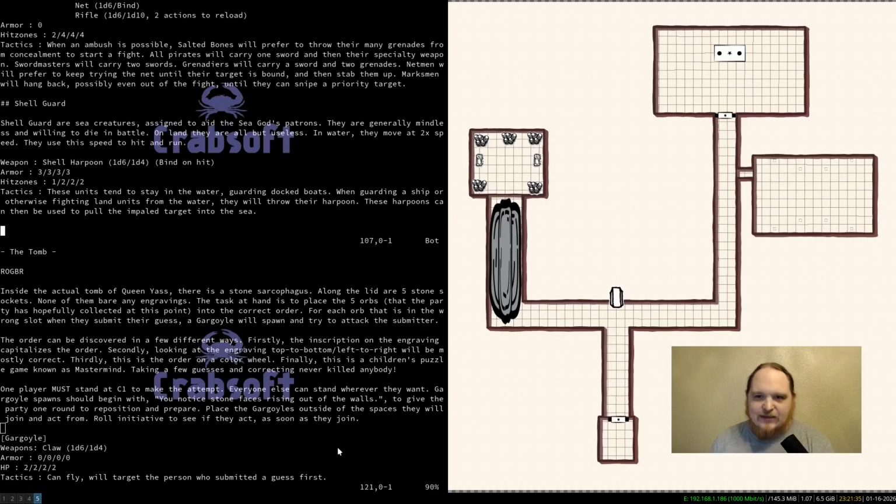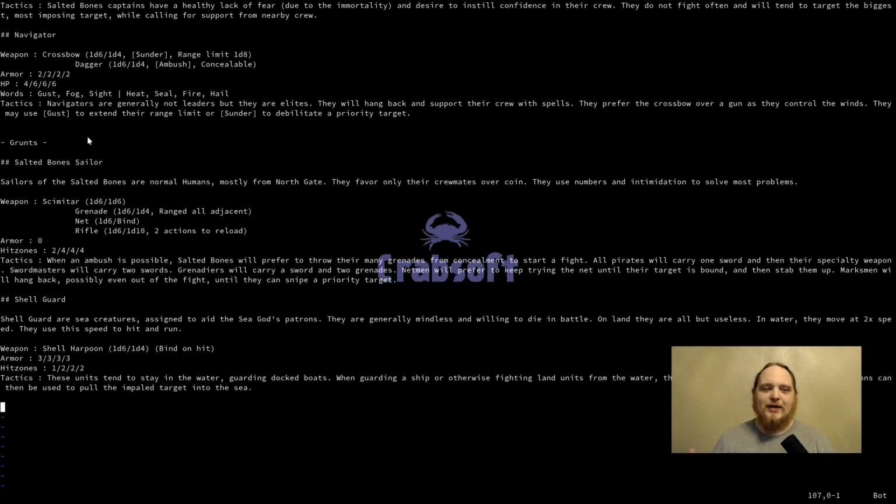And these tactics are what's going to make this dungeon play differently. So if the Salted Bones are aware that the players are coming in after them into this crypt, they might wait on the far side of the water and just lob grenades. Let's go ahead and read the whole squad's tactics, just so we get a visual of what that might look like in this dungeon.